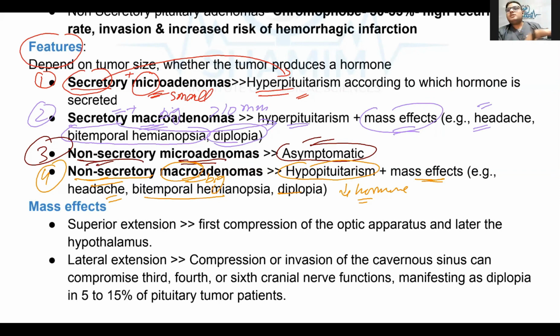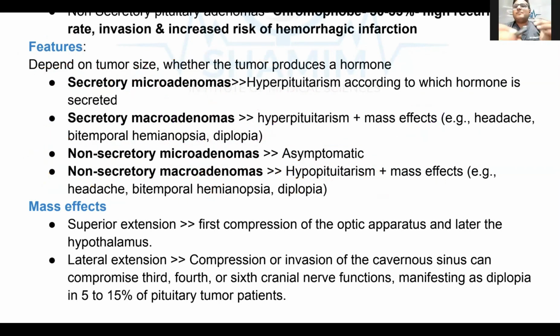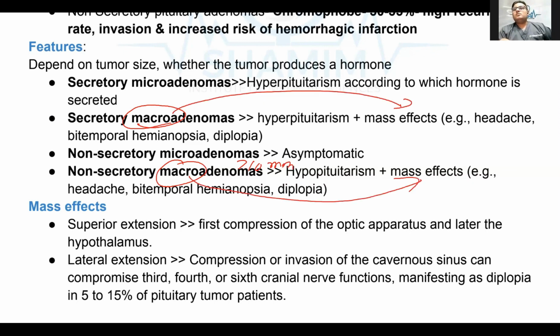Okay, so we have studied this, what is the summary? Summary is that when there is macroadenoma, it is greater than 10 millimeters, and greater than 10 millimeters causes the mass effects. Okay, so next we will study what mass effect is.